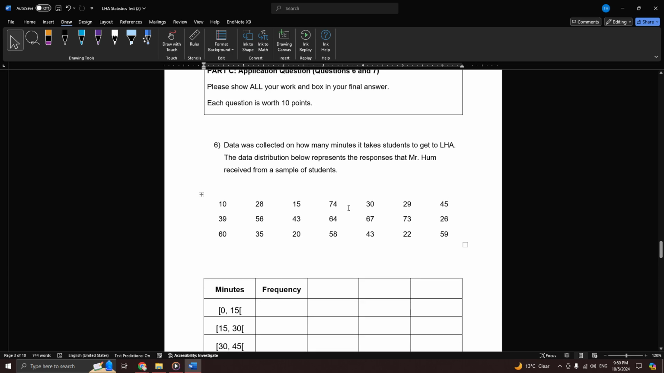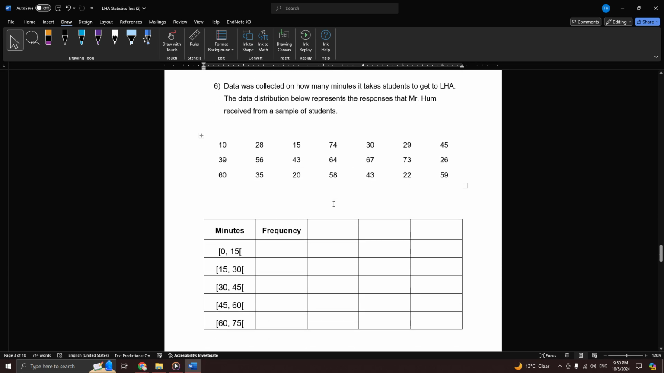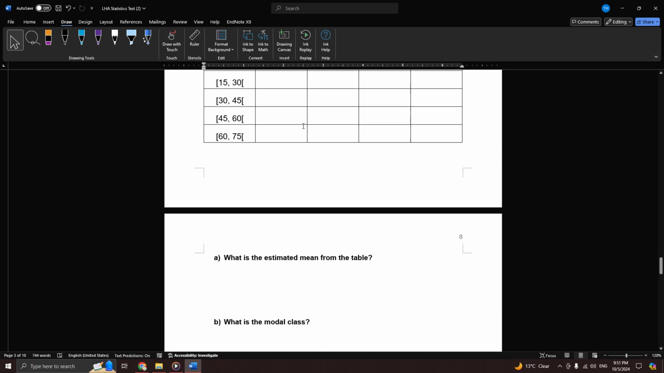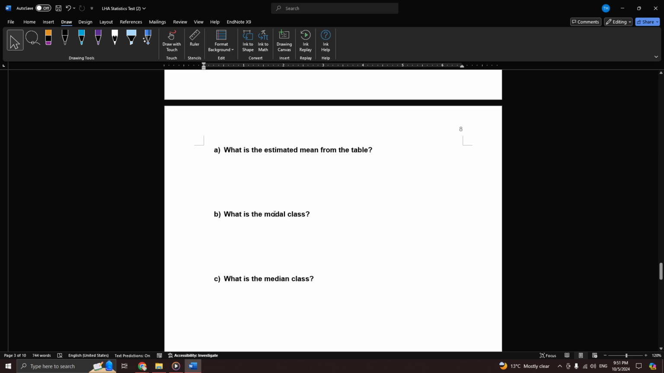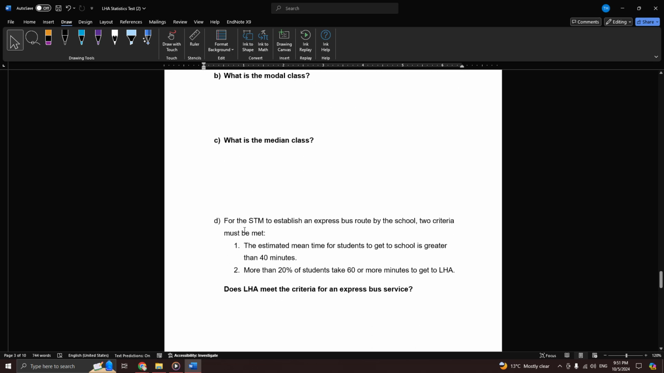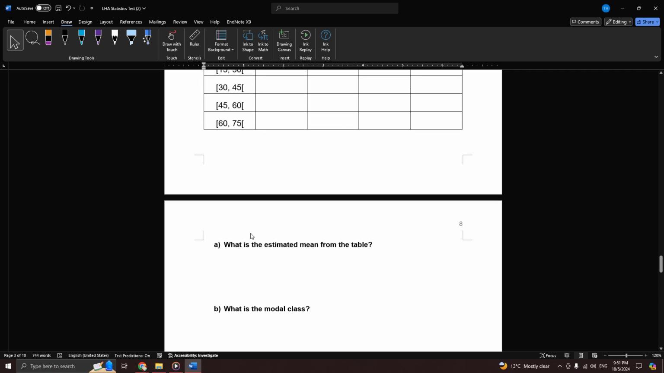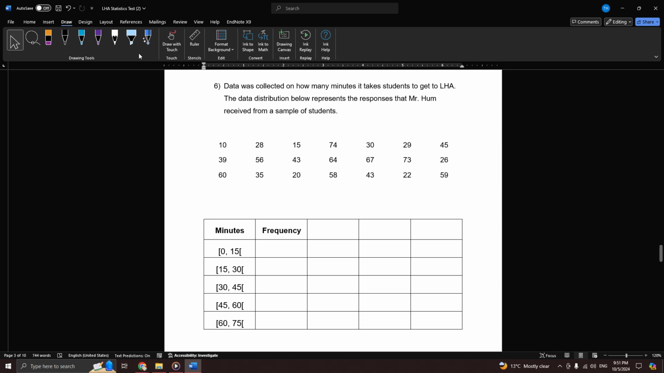Data was collected on how many minutes it takes students to get to LHA. The data distribution below represents the responses Mr. Hum received from a sample of students. We want to know the estimated mean from the table, the modal class, the median class, and we're going to ask two criteria, and we want to see if we meet those criteria. So, let's start by filling out this table.